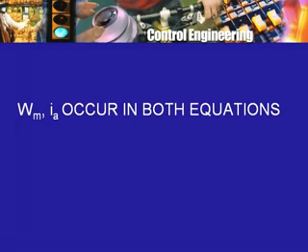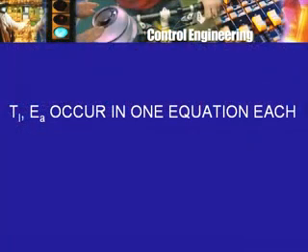Similarly, IA, the armature current, occurs in both the equations. In the electrical equation, it occurs in the form of armature drop IA RA. In the mechanical equation, it occurs in the form of the motor torque KT into IA. The other two variables occur in only one equation, EA in the electrical equation, load torque in the mechanical equation.